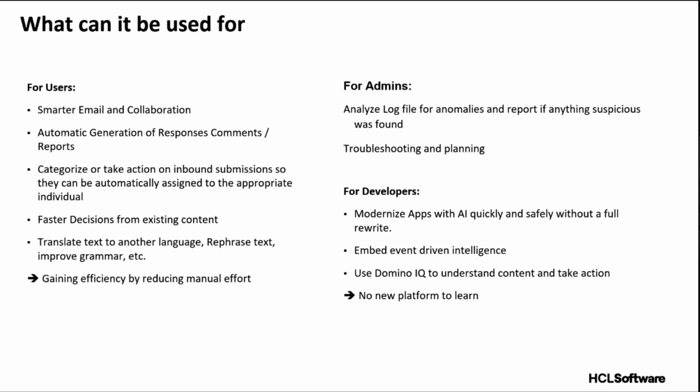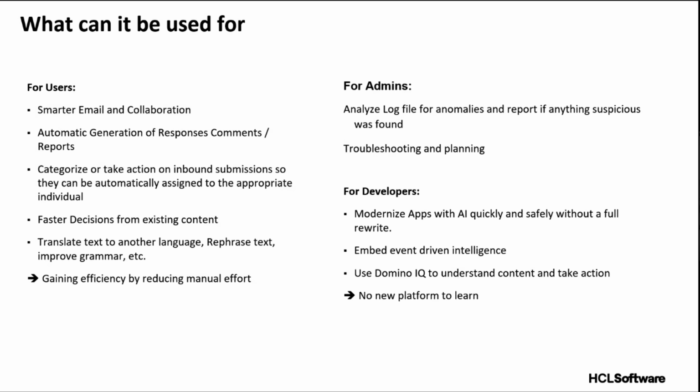Think about things like help desk tickets, RFPs, job applications, or any kind of form-based submissions. Domino IQ can help you categorize those inbound requests, route them to the right people, and assist you with generating the response, right? That's what developers will be happy about, how they can deploy and use Domino IQ in their applications. It can also help with faster decision making by analyzing existing content. You already have so much data stored on Domino. And it can also help you in translating, rephrasing the text, improving grammar, making the content easier to understand, and so on and so forth.